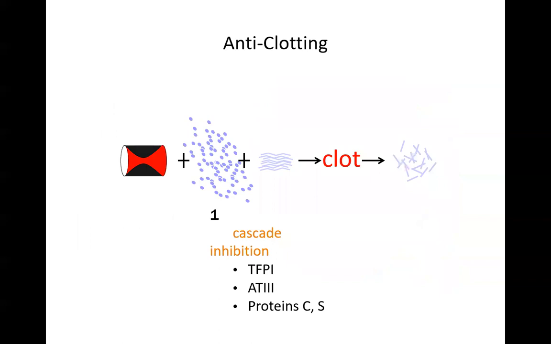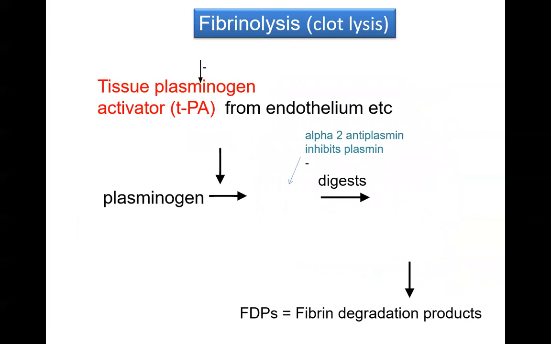That completes hemostasis. Once the clot is formed, we don't want the clot to be there for life, right? So we need it to go away. For that, we have two things. One is known as cascade inhibition, and the second is known as clot lysis. Let's do the clot lysis first.